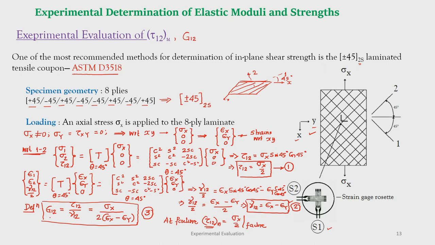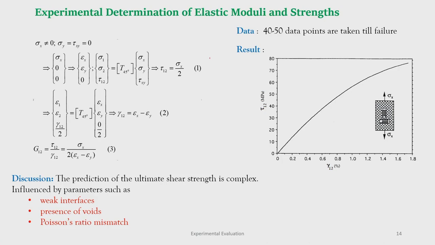Okay. So, this is actually what I have derived here. So, we get this G 1 2. This is loaded by sigma x, and then the two strain gauges give us epsilon x and epsilon y. This gives us epsilon x, this gives us epsilon y, and therefore we can find out what is G 1 2 from knowing the sigma x and epsilon y using this. Okay.